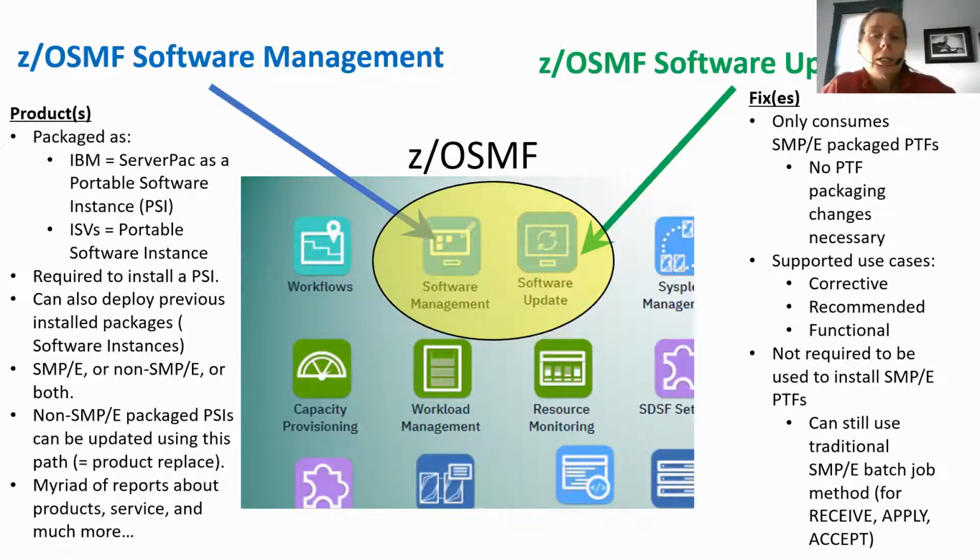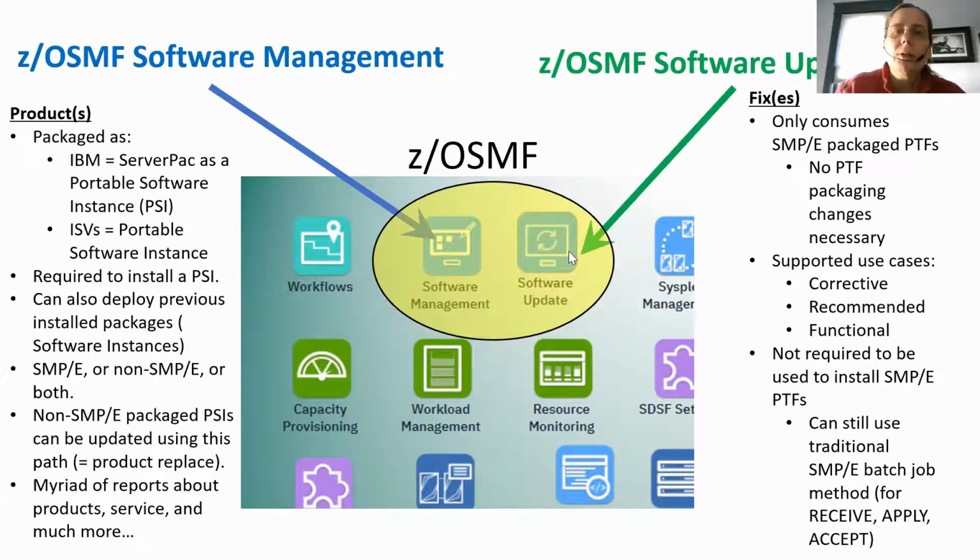The non-SMP packages that are packaged as a portable software instance, if they wanted to be updated, it is likely that they would use this product replace path through software management. Okay, so if you had a software instance that was non-SMP installable, I would assume the likeliness of it being updated would mean another software instance package, and you would go through software management to do that sort of an update of that package. And then, as we mentioned at the end of the last session, there are a myriad of reports that you can run against products and services and everything else, and those all come out of software management as well. So that's this side of the house that you can see here.